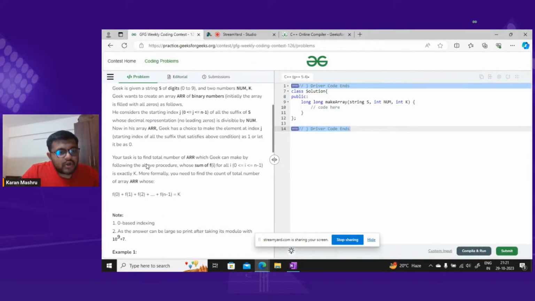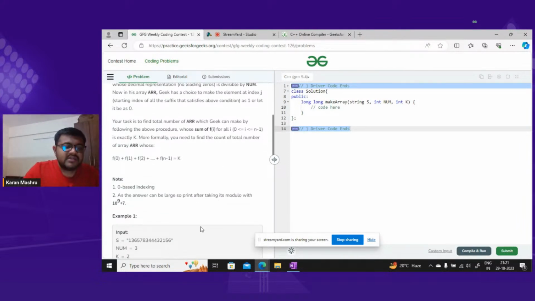Your task is to find the total number of arrays which geek can make by following the above procedure, whose sum of f of i, where i is between 0 and n minus 1, is exactly k. More formally, you need to count the total number of arrays ARR whose sum f of 0 plus f of 1 up to f of n minus 1 is k. The answer can be very large, so print it modulo 10 to the power 9 plus 7.